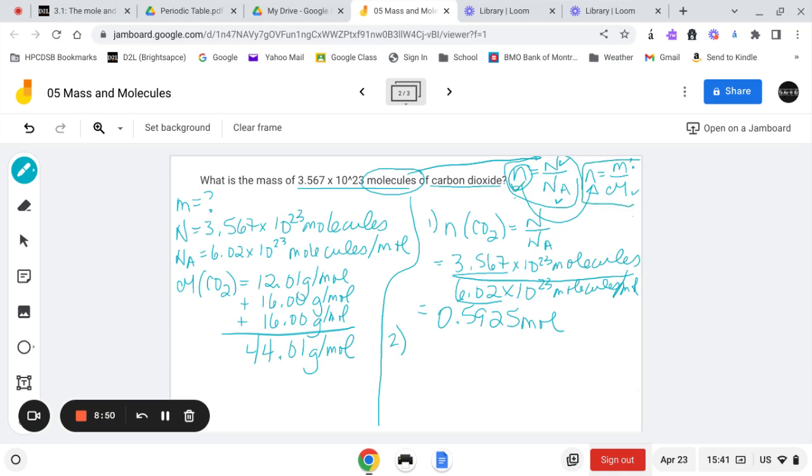Now we come to this formula, and I need to solve for lowercase m. So I'm going to cross multiply molar mass by moles, and I just calculated moles, so this will be easy for me to do. So we're going to solve for the mass of CO2. We're going to take moles times the molar mass. We just calculated the moles.